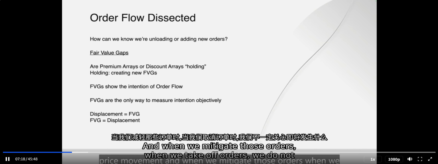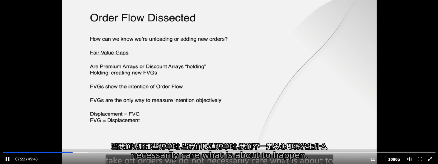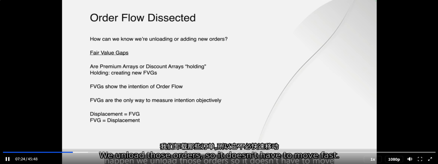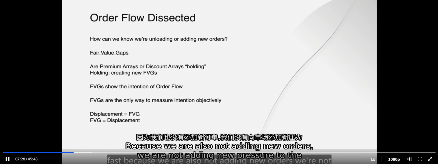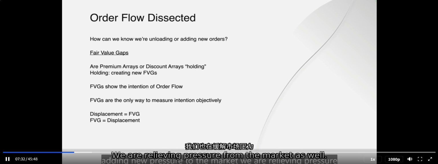And when we mitigate those orders, when we take off orders, we do not necessarily care what is about to happen. We unload those orders. So it doesn't have to move fast because we are also not adding new orders. We're not adding new pressure to the market. We are relieving pressure from the market as well.